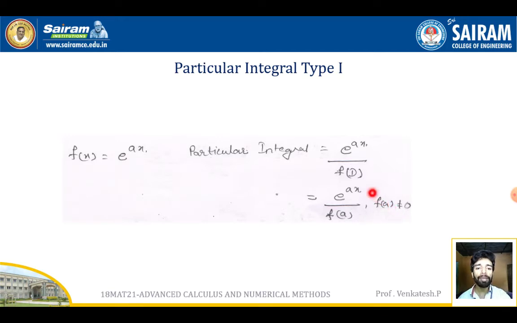Okay, the first step is to replace D by the x coefficient. For example, if the function is e power 2x, we have to replace all the D terms by 2 like that, with the condition f of a is not equal to 0. Suppose this f of a is equal to 0, we'll see what we should do.